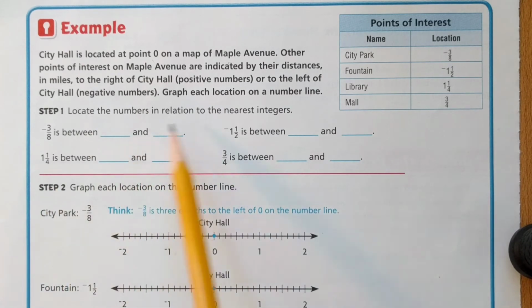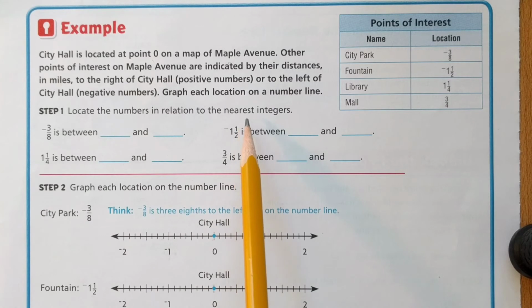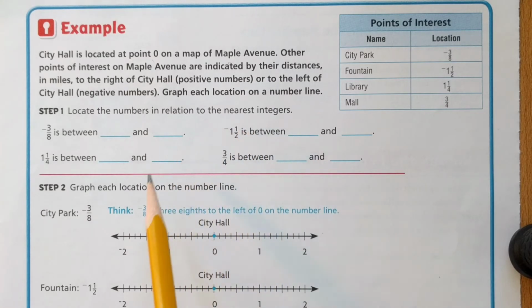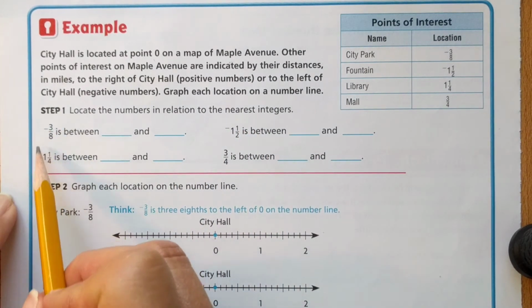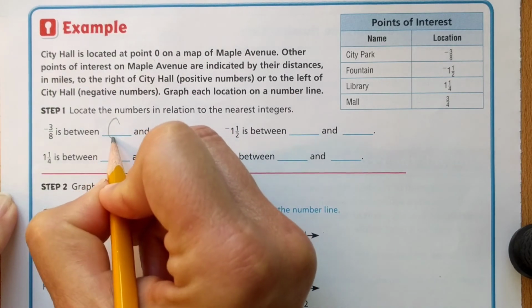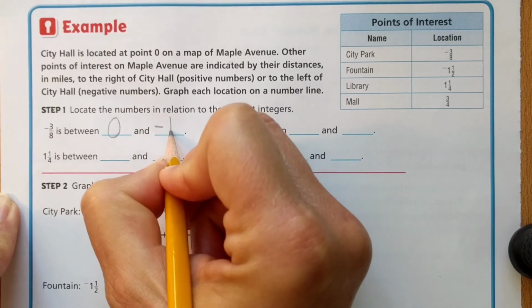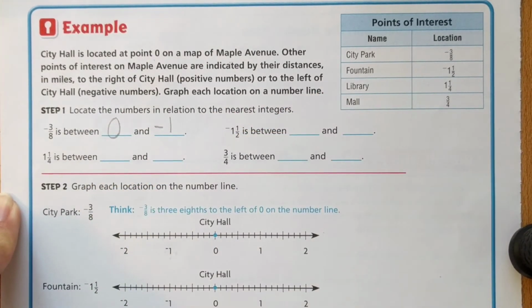Okay, so first we have to locate the numbers in relation to the nearest integers. What is it between? Well, does this have a whole number? No, it doesn't. So we're going to say 0 because there's no whole number out front. So it's between 0 and what's my next counting number? My next integer? -1.